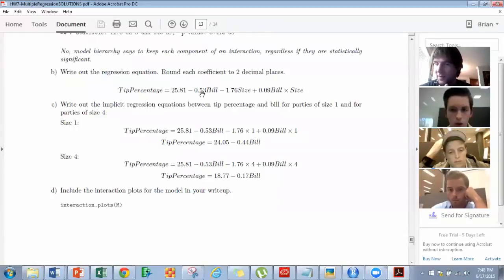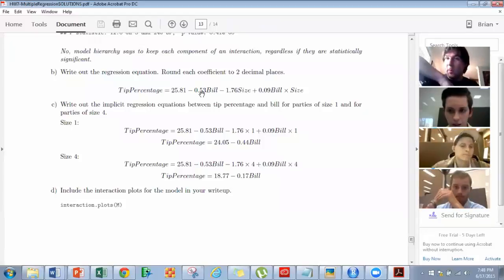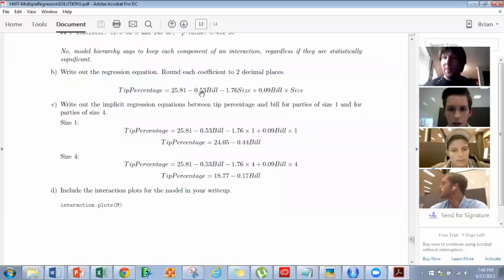You guys see that? Positive effect as in it makes it, it's literally the slope of bill going from negative to positive. All of a sudden now, for bigger parties, bill size will actually increase tip percentage. Does that make sense?